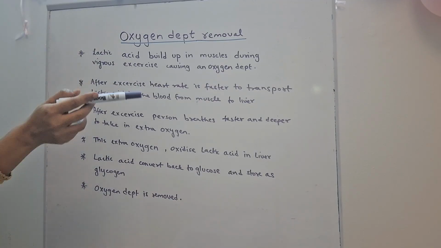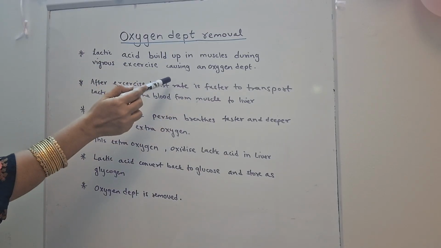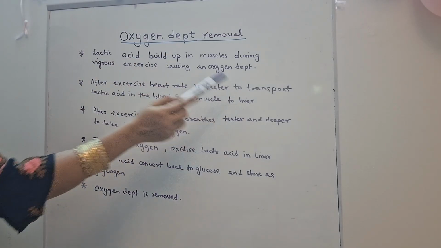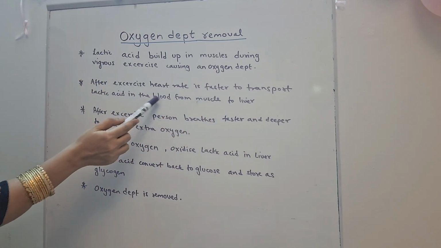The oxidation of lactic acid takes place in the liver. Where is lactic acid formed? It is formed in muscle. And where does oxidation take place? It takes place in the liver. So from muscle to liver, this lactic acid is carried by blood.